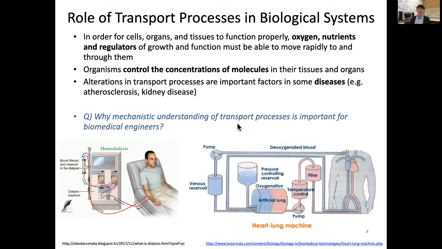So we can raise some examples of why these are important. Well, one example is when someone has kidney failure, he or she may need hemodialysis, meaning that he needs to go to the hospital a couple of times a week to replace the function of the kidney by using a machine called the hemodialysis machine. So you can see it here, it removes the waste and filters the blood.